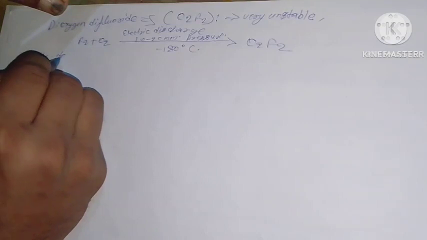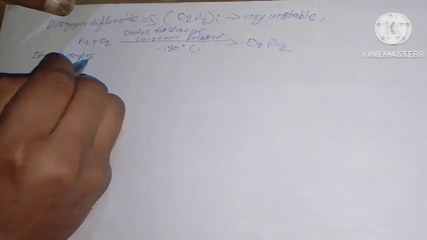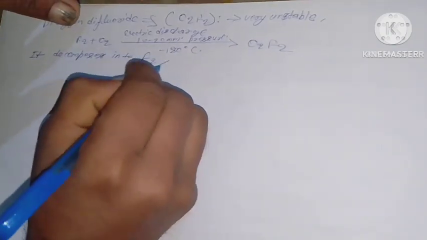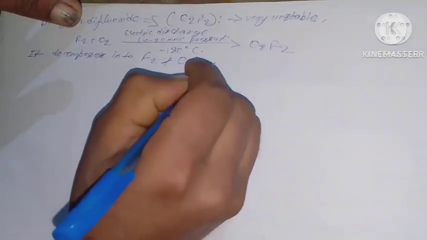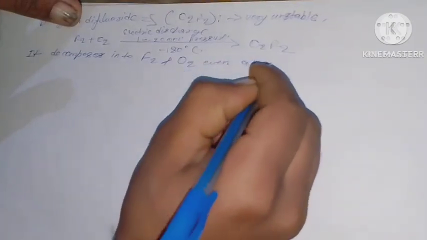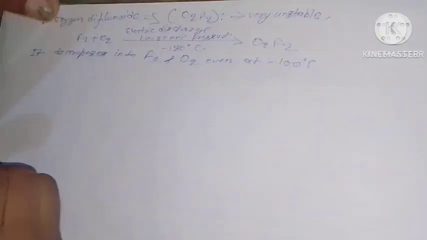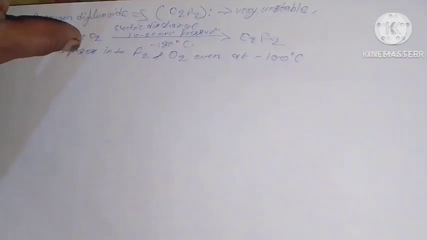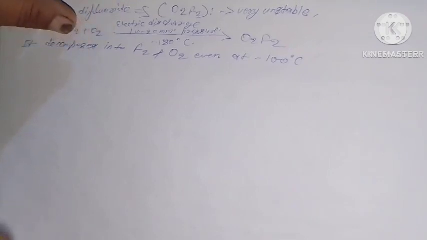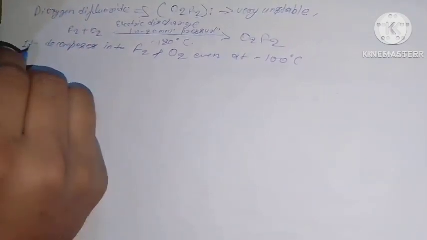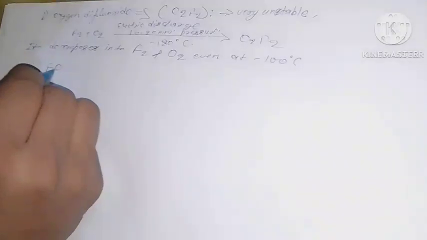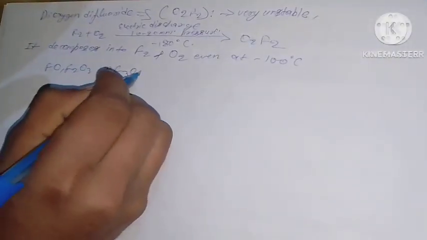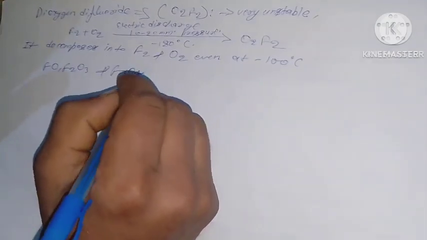It decomposes into fluorine and oxygen even at minus 100 degrees Celsius. Fluorine also forms other oxides like FO, F2O3 and F3O4 etc., which are unstable.